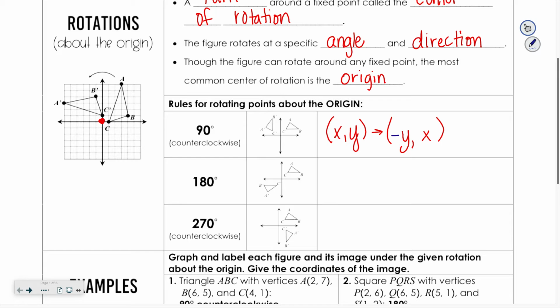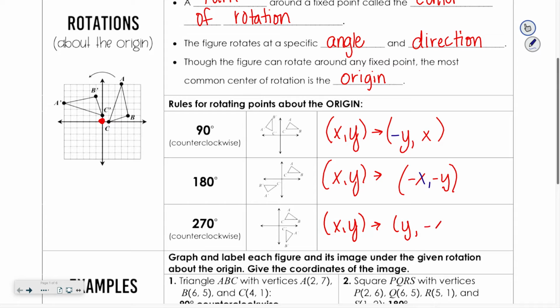So 180 is 90 more, right? Yes. So if we're at (-y, x), we're going to do the same rule: we're going to switch them, (x, -y), and change the sign of the first, so (-x, -y). So you're going to take the ordered pair that you have, (-x, -y). Every time you go another 90 degrees, you're going to take the ordered pair, switch it, and change the sign of whatever lands first. So what is 270 going to be? (y, -x).